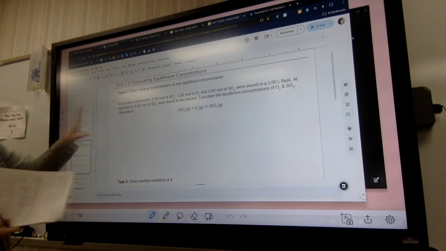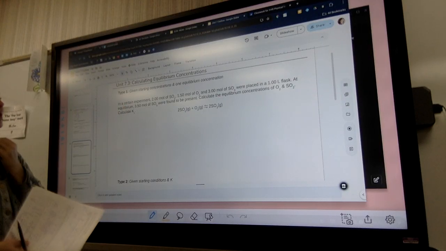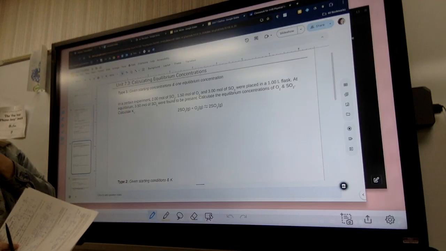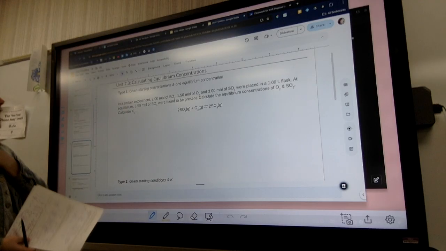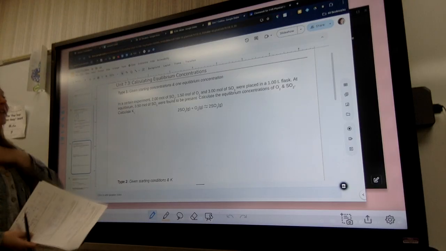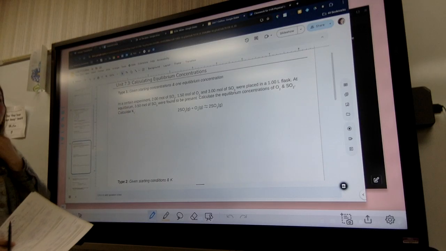Okay, so for this, in a certain experiment, 2 moles of SO2, 1.5 moles of O2, and 3 moles of SO3 are placed in a 1-liter flask. At equilibrium, 3.5 moles of SO3 were found to be present. So calculate the equilibrium concentrations of O2 and SO2 and calculate Kc.